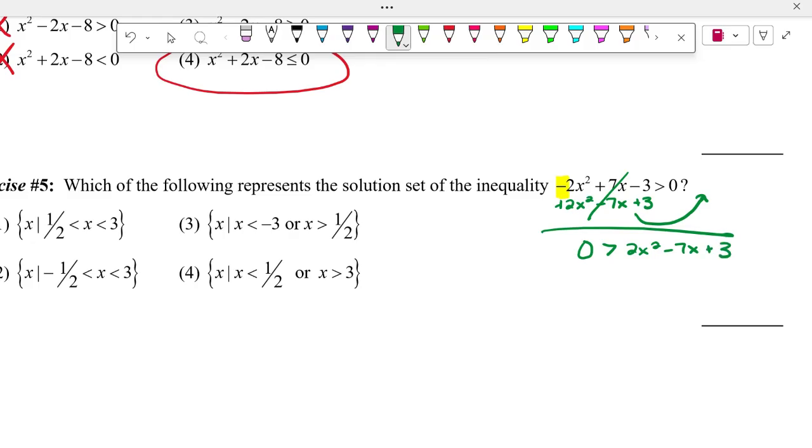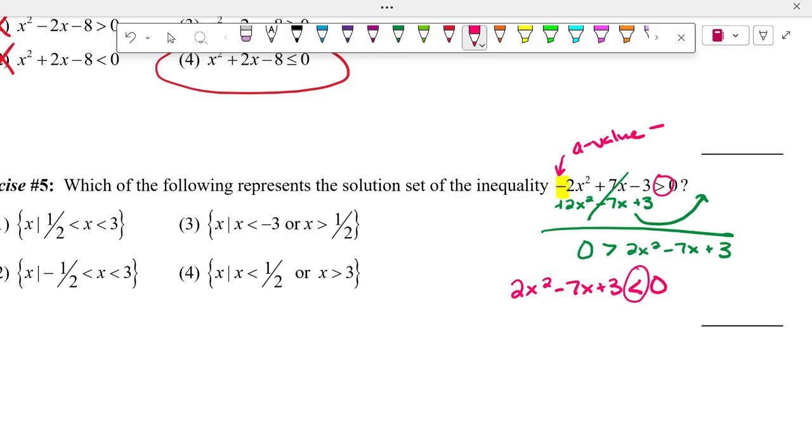So if I switch it, that means I have 2x squared minus 7x plus 3 has to be less than 0. Because I got to keep the direction of which it's pointed consistent. So this is an example of when it flips the sign. All right, so if your A value is negative, that's how you can tell if you have to flip the sign. If your A value is negative, you have to flip the sign.